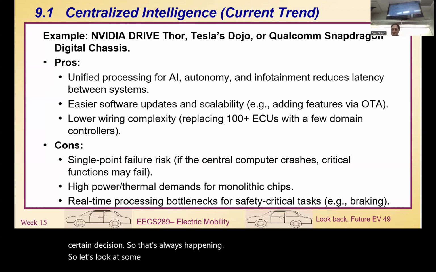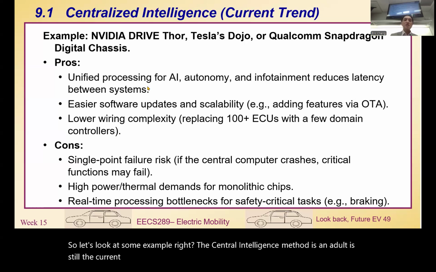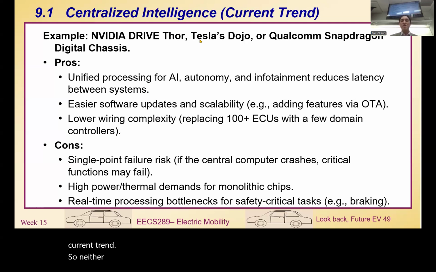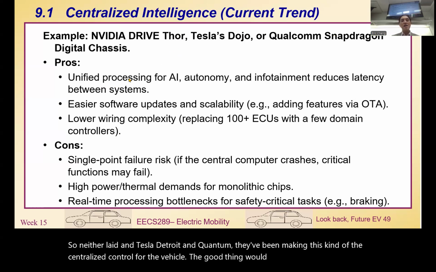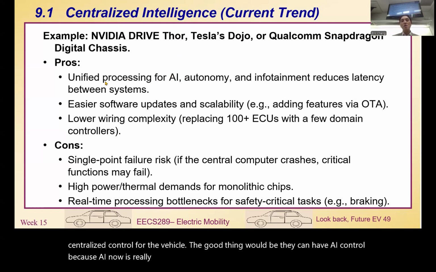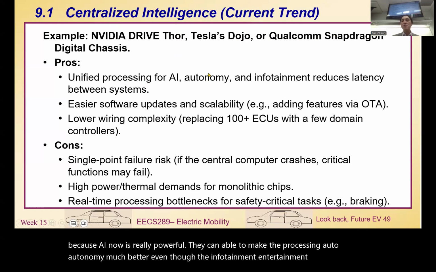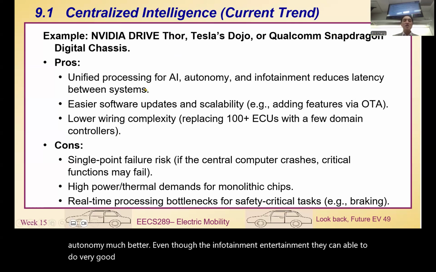The centralized intelligence method is at the moment still the current trend. Like NVIDIA Drive and Tesla, they have been making this kind of centralized control for the vehicle. The good thing is they can have AI control, because AI now is really powerful. They are able to make the processing and autonomy much better. Even the infotainment and entertainment they can do really well. And the latency, the delay between the systems, is not an issue.